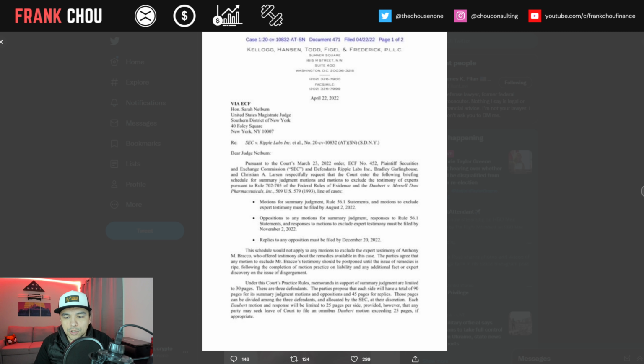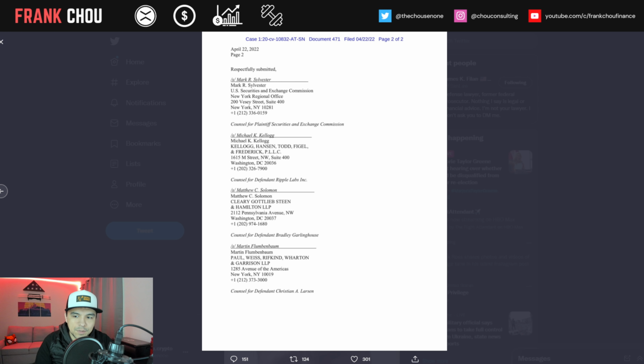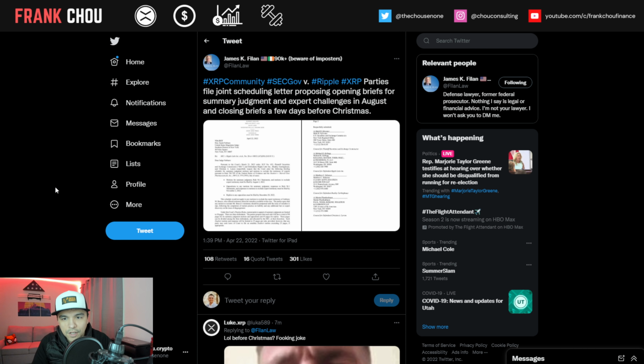Each Daubert motion and response will be limited to 25 pages per side, provided, however, that any party may seek leave of the court to file an omnibus Daubert motion exceeding 25 pages if appropriate, and then again respectfully submitted, all parties. This is a big deal. You can see now, as we look at the scheduling, this is dragging out to the end of the year here.